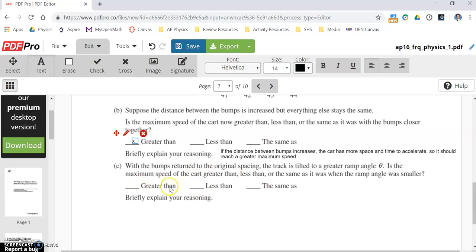Now, is the speed going to increase or decrease? I think once again, we can tell right away. We know that if it's a bigger incline, it's going to increase, but why? We need to talk through as much as we can. I know it says briefly, but it's probably going to be a couple sentences.